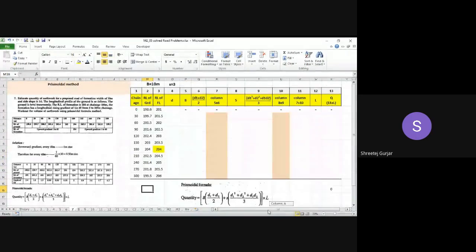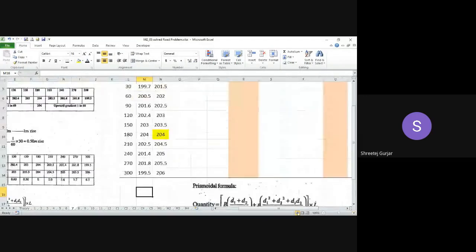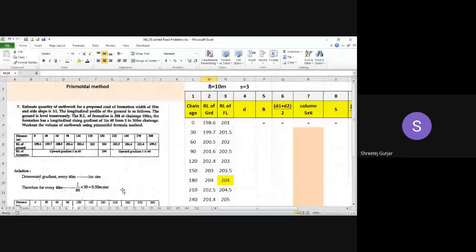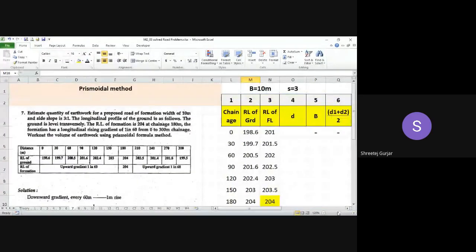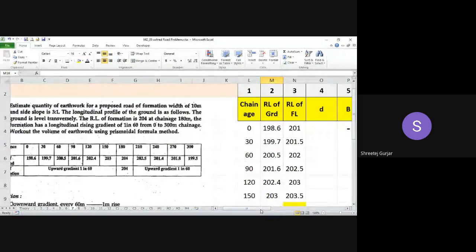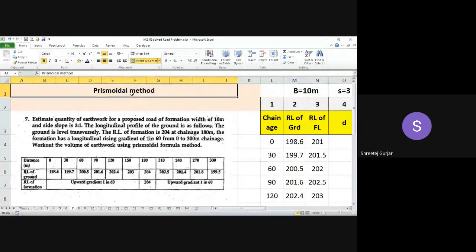All these 6 numericals which we solved previously are just trailers. This is the main thing which will usually be asked in your exam. Prismoidal and trapezoidal are the main things which will be asked in your exam. So this we will be solving using the prismoidal method.